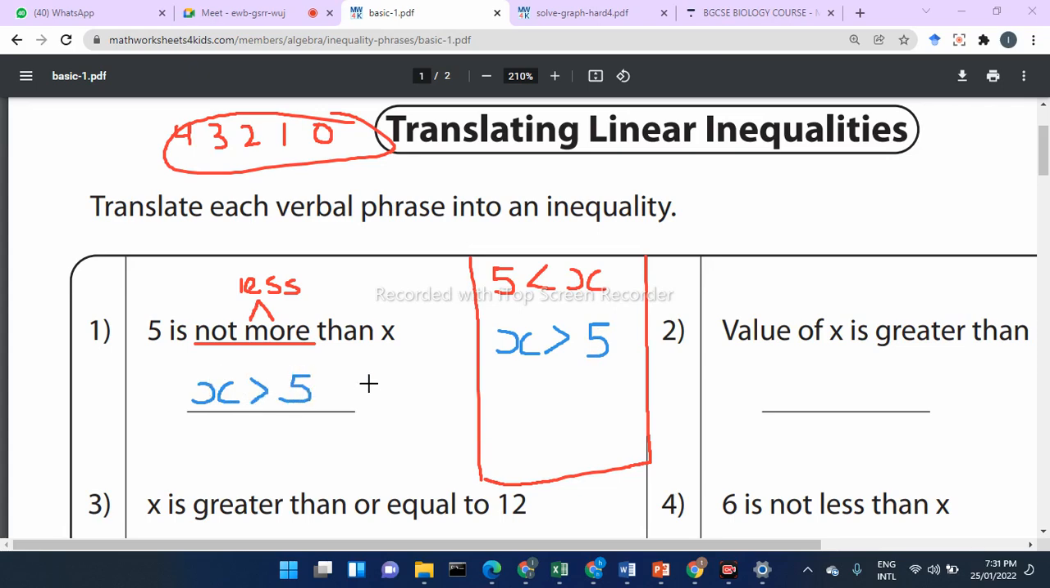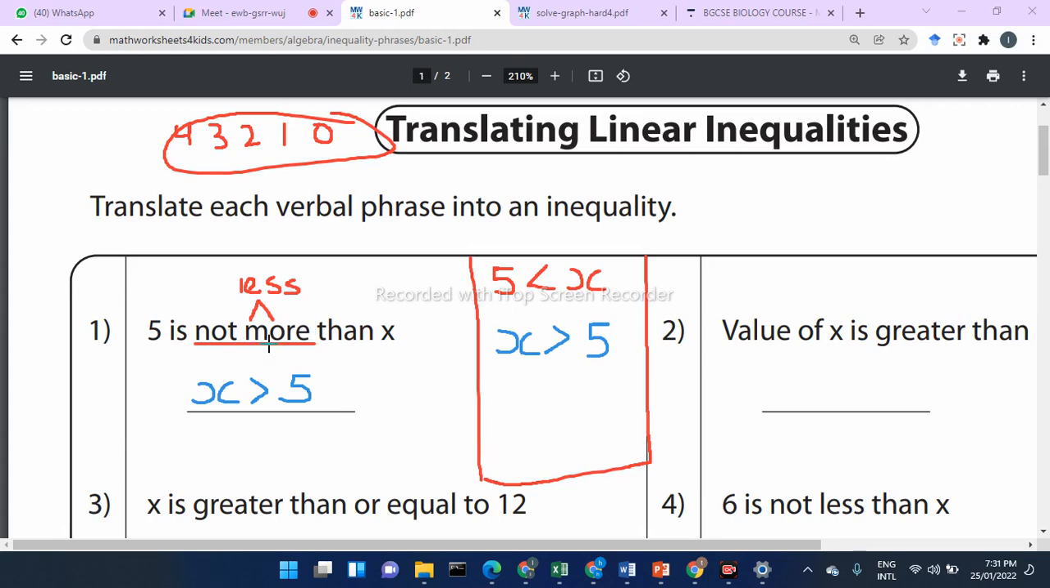So x is greater than 5. That's what this is saying. So in the exam, if they say translate it, or if they put it inside a word problem, they like to do stuff like that and put it inside word problems. So you have to know how to translate it. Okay.